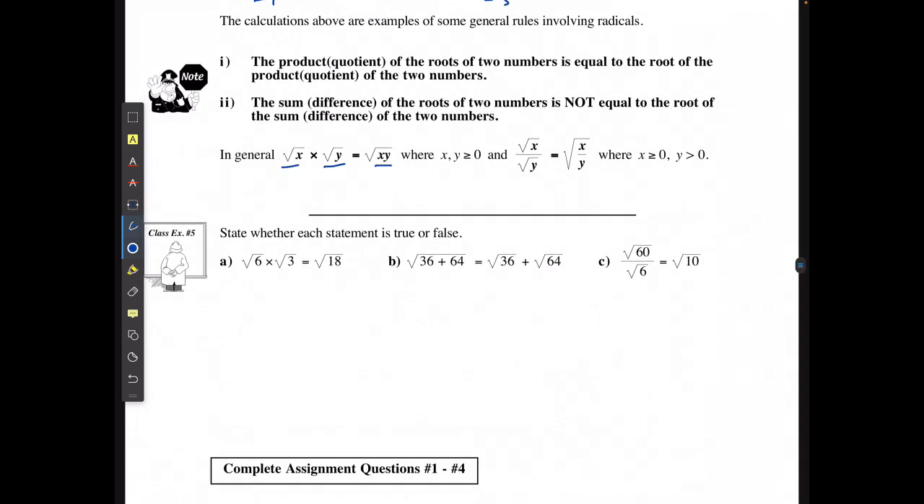So here, if I said the square root of 6 times the square root of 3 is equal to the square root of 18, well, 6 times 3 is also equal to 18. This is true. Remember, it does not work the same way when I'm adding or subtracting. This is false. And if I take the square root of 60 divided by the square root of 6, well, 60 divided by 6 would be 10. This is also true because it works for multiplying or dividing.